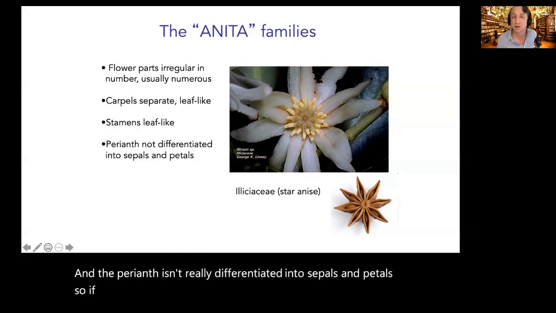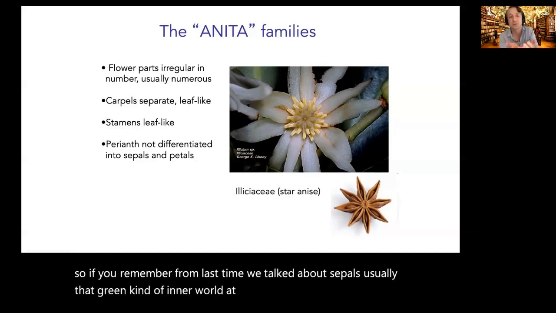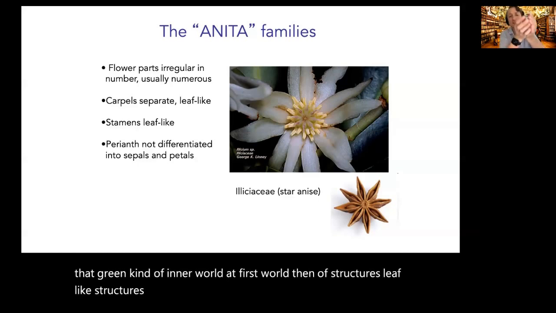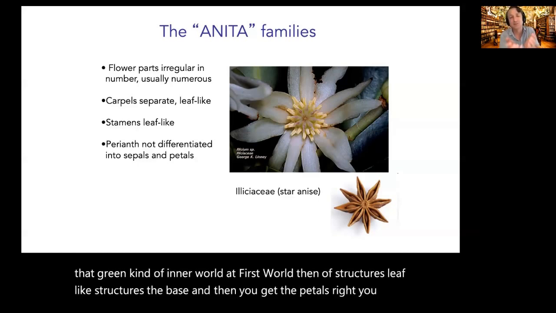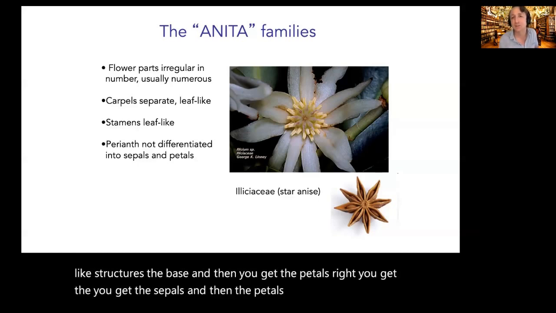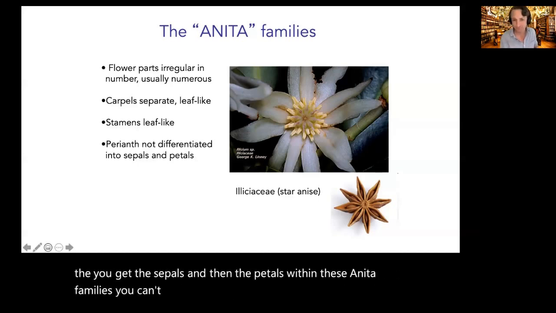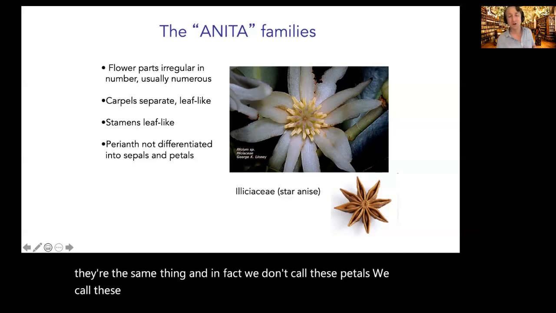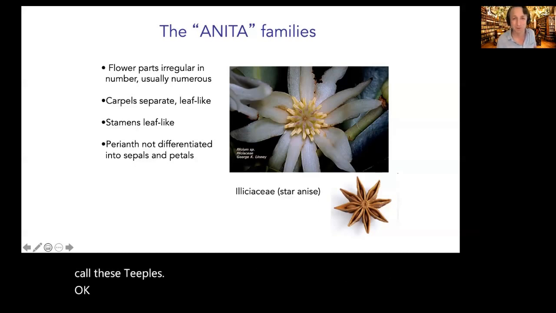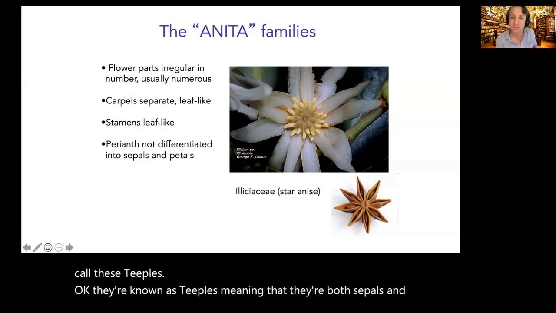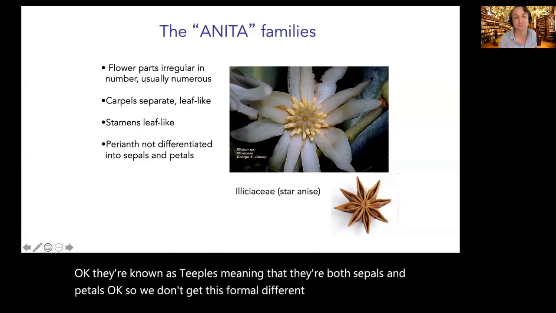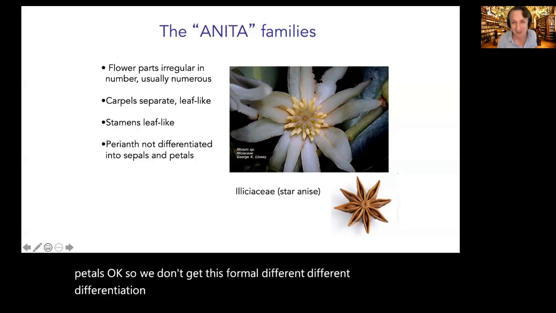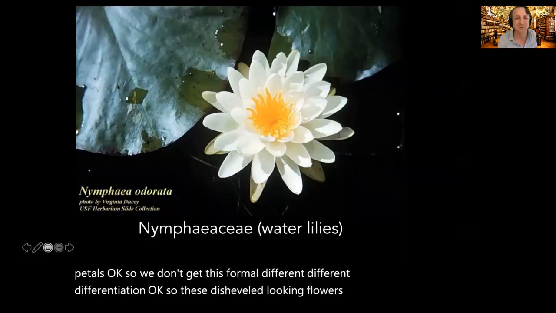If you remember from last time, we talked about sepals, usually that green first whorl of leaf-like structures at the base. And then you get the petals, right? You get the sepals and then the petals. Well, within these ANITA families, you can't differentiate between sepals and petals. In fact, they're the same thing. We don't call these petals, we call these tepals, meaning that they're both sepals and petals. So we don't get this formal differentiation. These disheveled looking flowers have a lot going on.